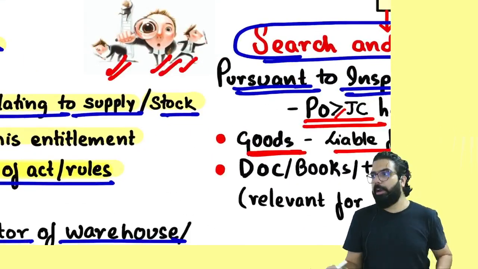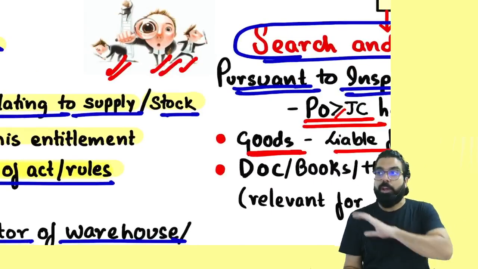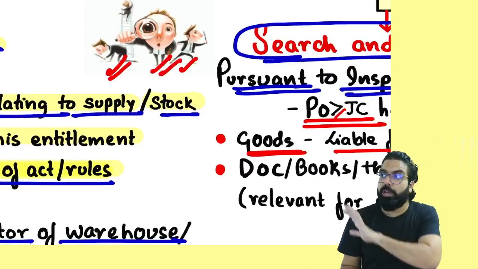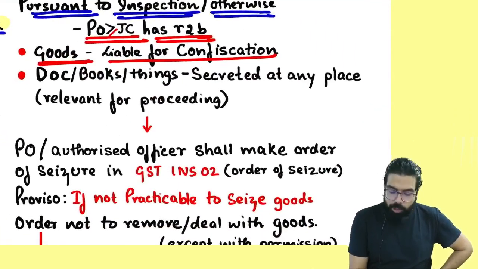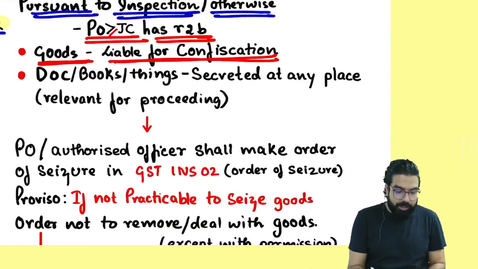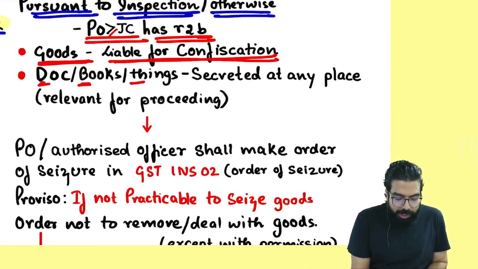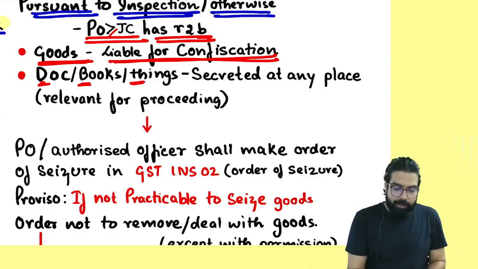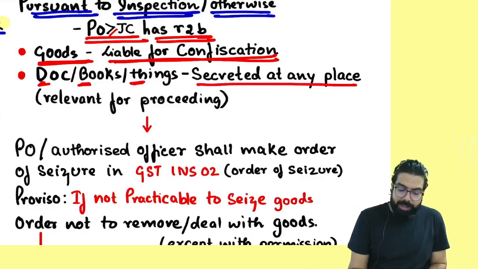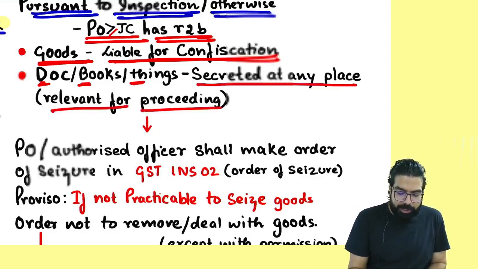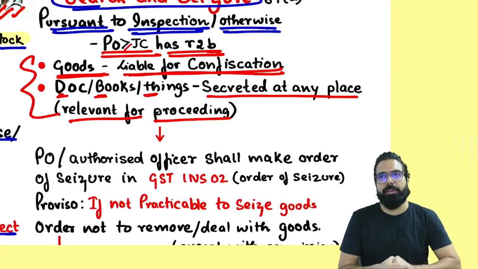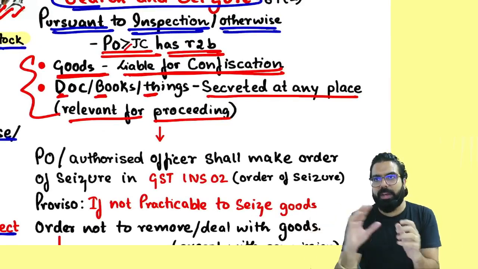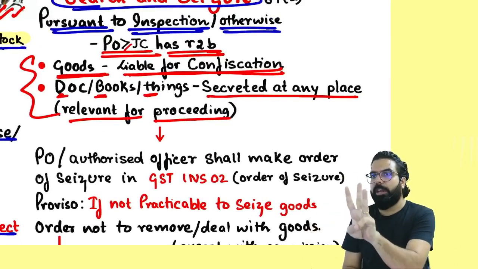They'll make one search team, and the search team will come to a premises, do the search, and find out the goods which are liable for confiscation. They will find out DBT, documents, books and things, which are secreted at any place and relevant for the proceeding. Basically, they will come to a premises and find all the goods on which tax is not paid, documents, books and things.